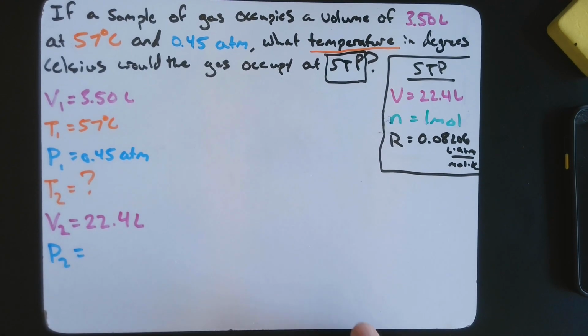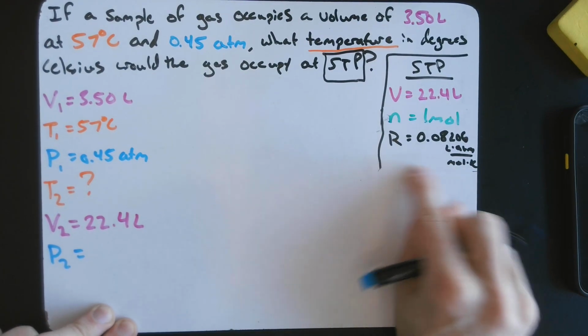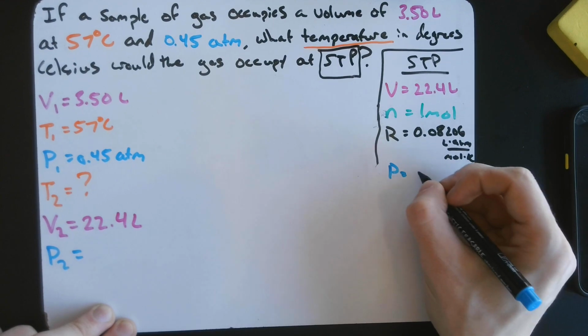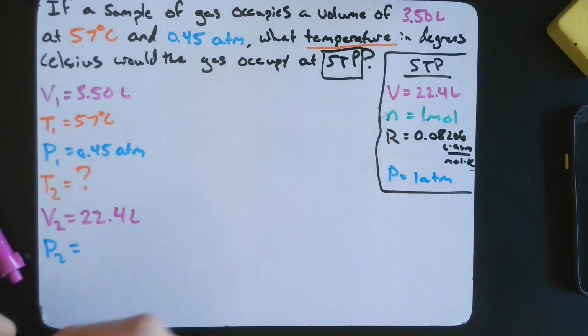So what about pressure? Well, at STP, the pressure, which I forgot to include here, is just 1 atmosphere. So we do have a P2.